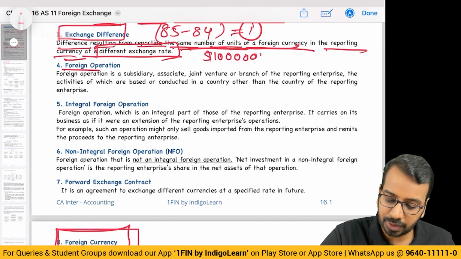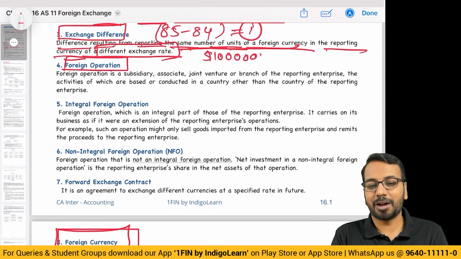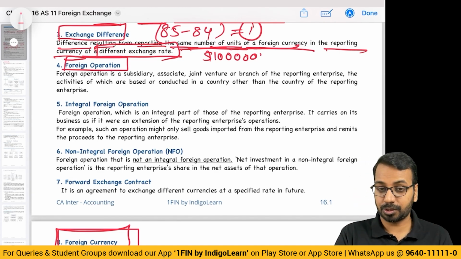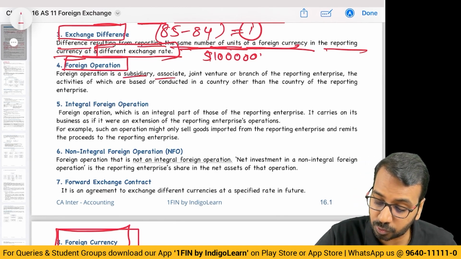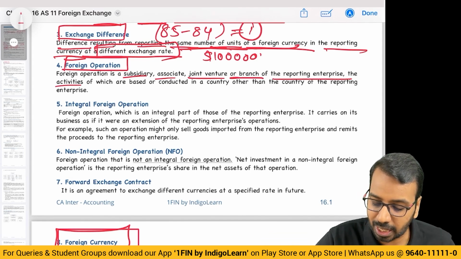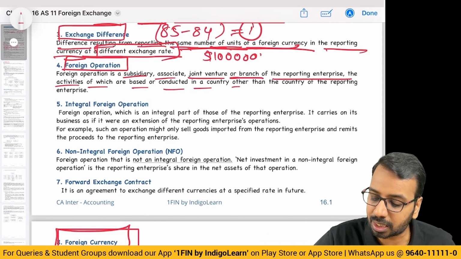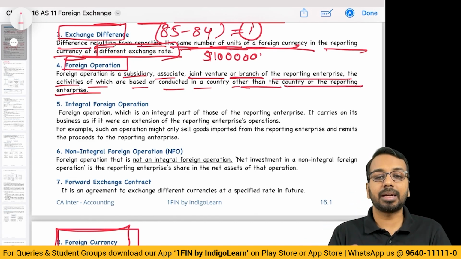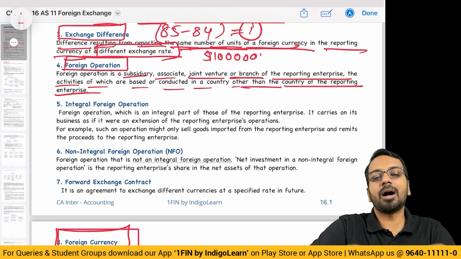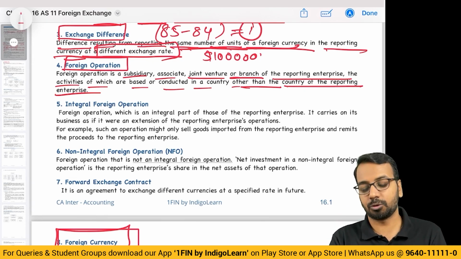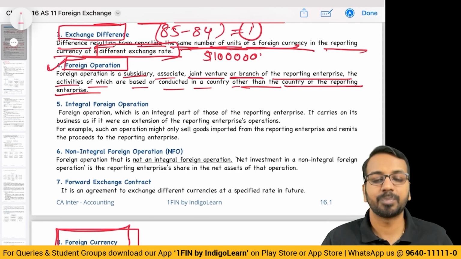Then we have a foreign operation. See, if I have branches and subsidiaries in India, that is my domestic operation. If I have a subsidiary, associate, joint venture or branch of the reporting enterprise, the activities of which are based or conducted in a country other than the country of the reporting enterprise. So if my country is India, anything outside of India, if I have a branch, a subsidiary, a joint venture, an associate, that is called a foreign operation.